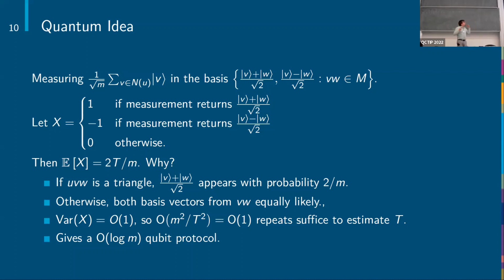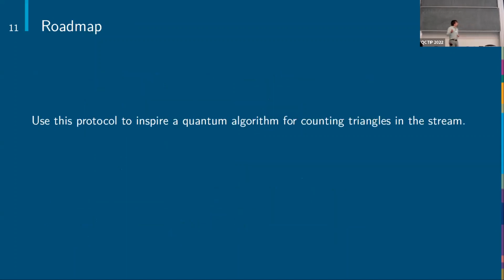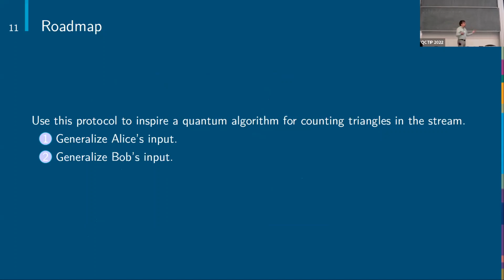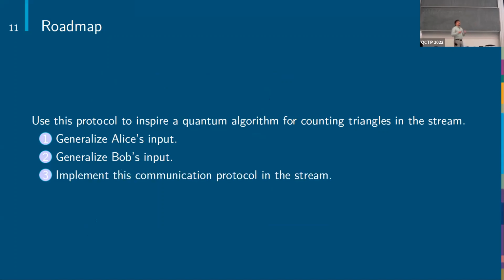But what we want is a general streaming algorithm for counting triangles. So the remainder of this talk is going to be us building this up to a full streaming algorithm, which will require, first, that we generalize Alice's input from just being a star to being anything. We're going to generalize Bob's input. And then once we have a protocol for the general version of this game, where both players have a graph and we're just asking how many triangles there are in their intersection, then we're going to figure out how to actually implement this protocol in the stream.